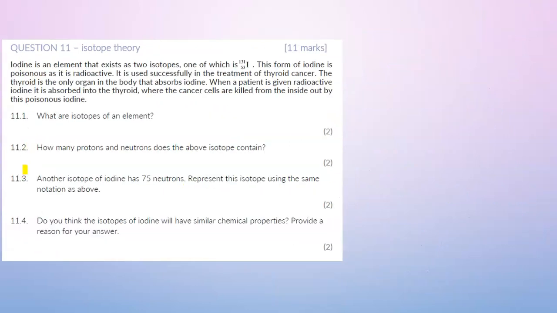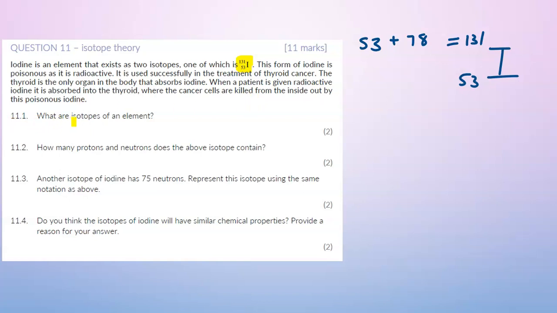Question 11. Iodine is an element that exists as two isotopes, of which one is iodine 53 131. Okay, so if my mass number is 131 and I know I have 53 protons, then I know the other number that I'm looking for is 78. And then they explain how we use iodine to kill cancer.